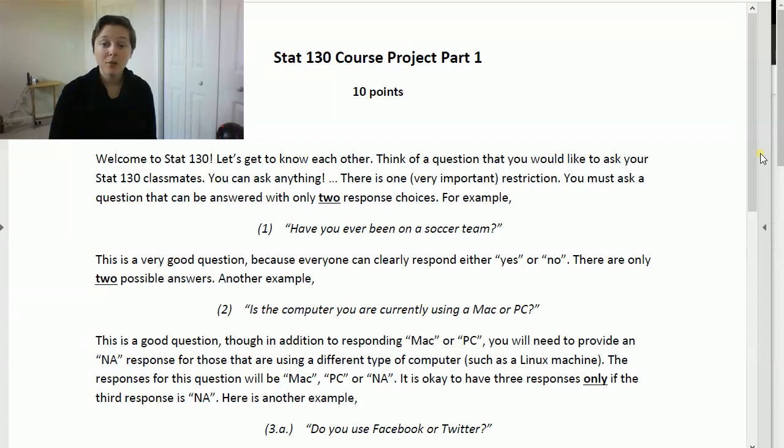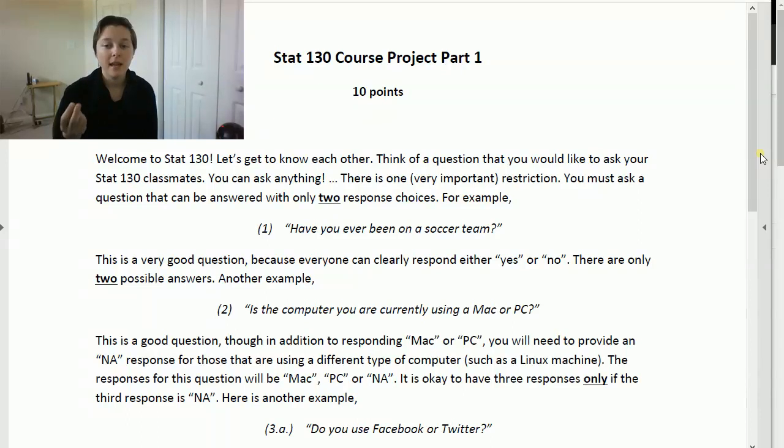Okay, so I want to take a few minutes to talk about part one of our project. In part one, we're just basically going to write a survey question, and then in part two, we'll all respond to each other's survey questions. So you want to think of a question that you want to ask your classmates. Now, very important, this question must only have two possible responses.